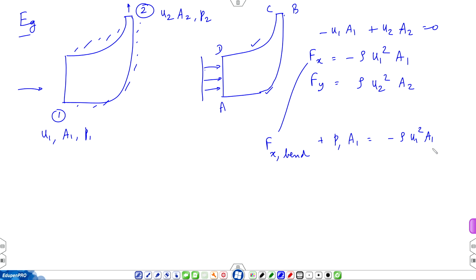Similarly, F y bend. Now, on B C we show pressure acting normal to the surface, right, with that sign notation symbol. So, it is minus P 2 A 2 equal to rho u 2 square A 2. So, F x bend and F y bend are the forces acting on the side surfaces of the control volume, and equal and opposite will act on the solid material.